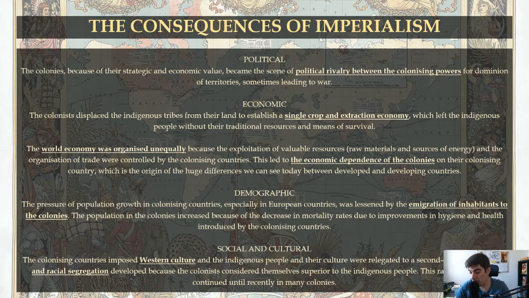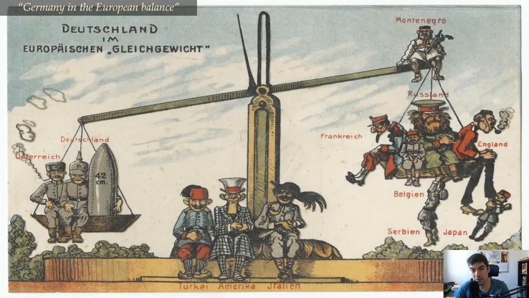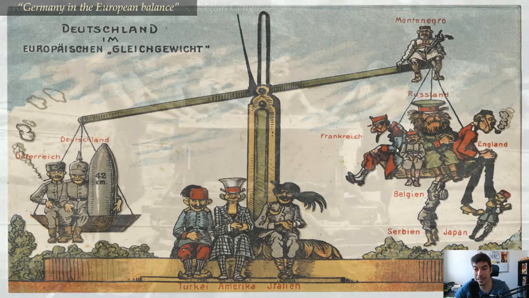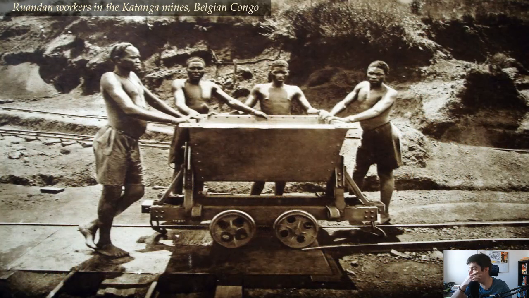For example, well, I think I will show you some photos now. Well, these are the tensions between the European powers in this balance. These are Rwanda workers in the Belgian Congo. In the Belgian Congo, the rulers, the Belgians, committed a lot of atrocities, and they used the black workforce to work in these industries. In this case, the gold and diamond mining.